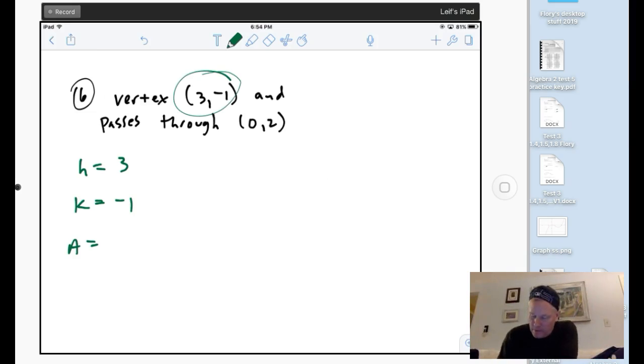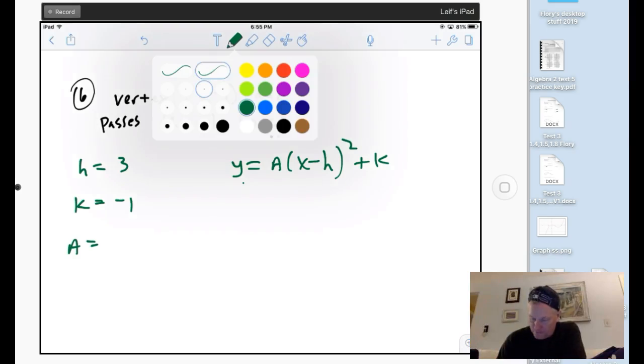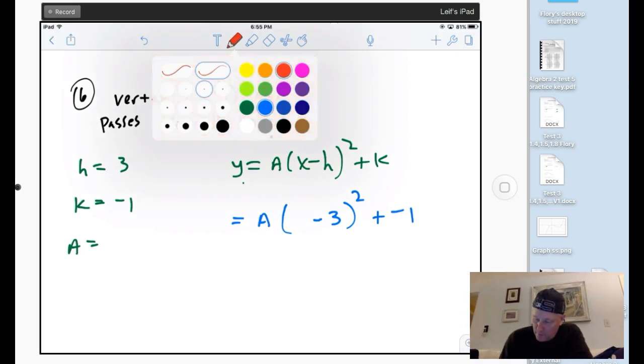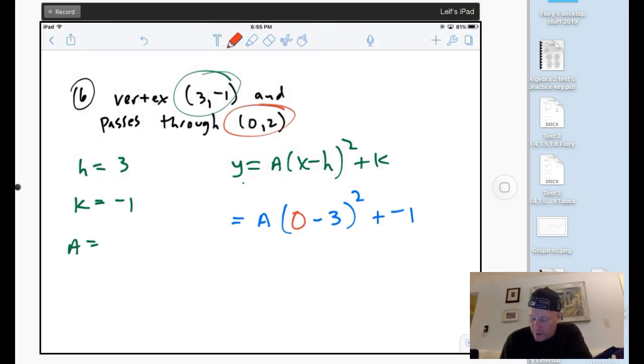And then I can use my equation, y equals a times x minus h squared plus k. Start plugging in values here. So the h and the k go minus 3 and negative 1, either minus 1 or plus negative 1. Either way, it doesn't matter. Here's a. Now I'm going to use that point for the 0, 2. 0 is the x, 2 is the y. Okay, and now I can solve this.